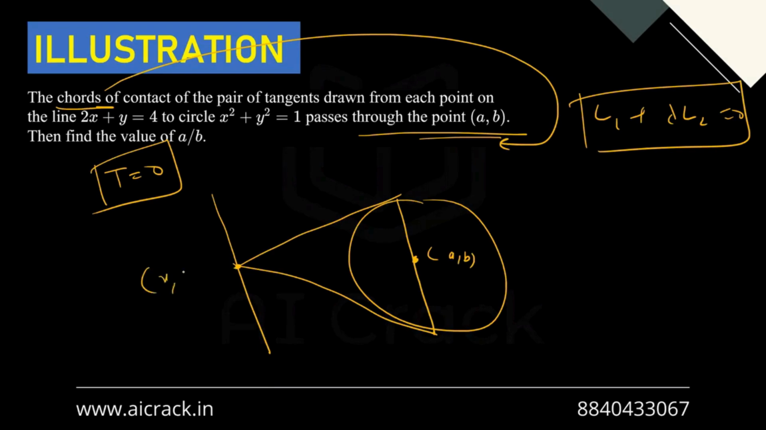So if this is x, then y would be 4 minus 2x. Let's say this is alpha, so this would be 4 minus 2 alpha. Or you can say lambda, 4 minus 2 lambda.